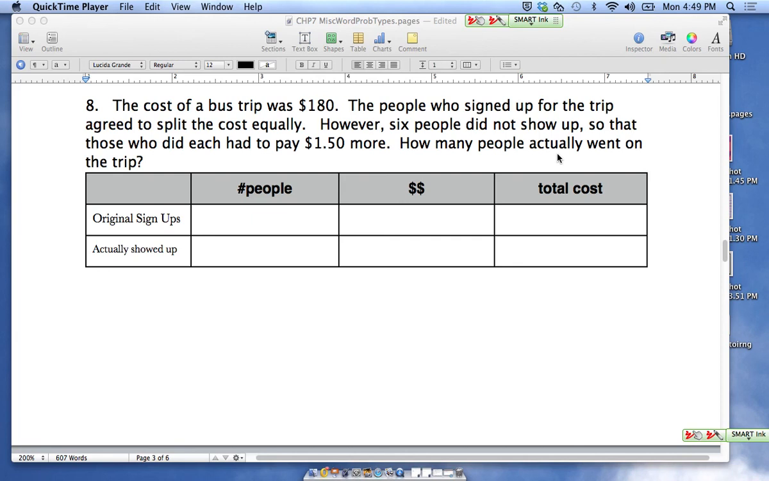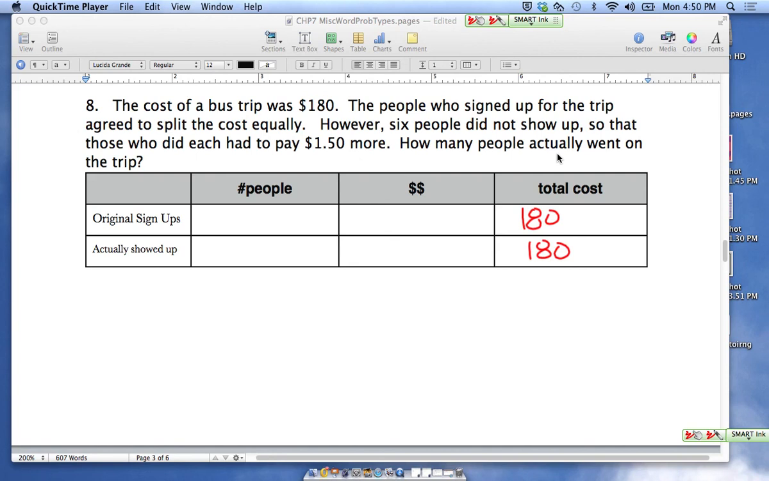Okay, the cost of a bus trip was $180. The people who signed up for the trip agreed to split the cost equally. However, 6 people did not show up, so that those who did had to pay more money. How many people actually went on the trip? So I have my rows set up as original signups and the number who actually showed up. The cost of the trip, though, is the same regardless of how many people show up. So the cost of the trip is $180 regardless.